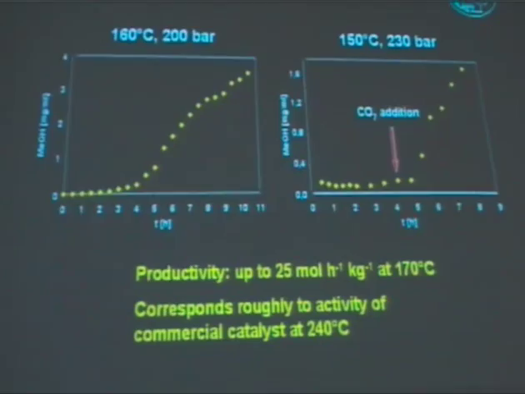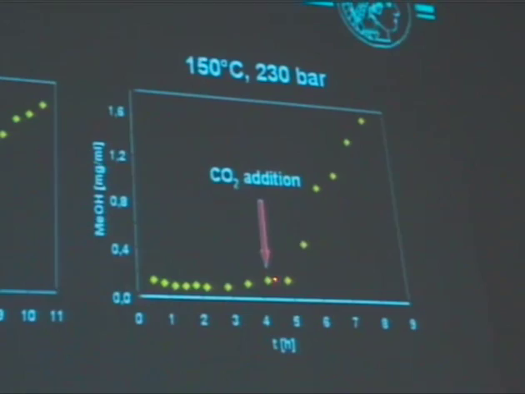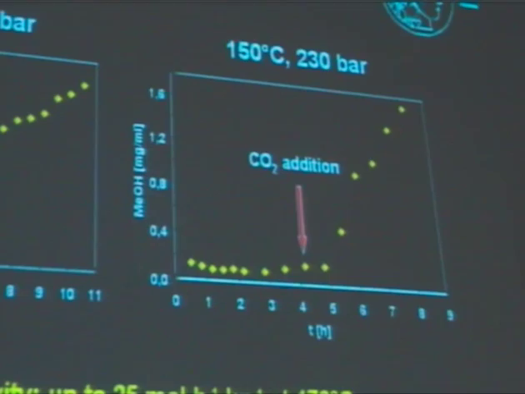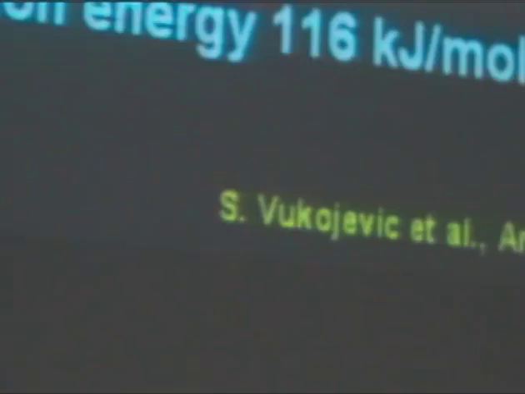This we find also for the copper catalysts. If we run it just with syngas, without CO2, the activity is zero. And as soon as we add CO2 to the syngas, the reaction takes off and we get methanol formation. So also in this case, the CO2 is the primary source for the carbon in the methanol synthesis. We can do that at different temperatures. It works up to about 170 centigrade.